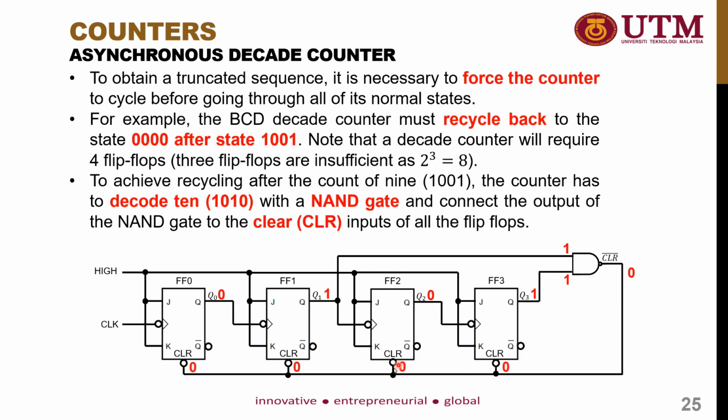Okay, so when 0000 is given to each flip-flop, you see here it is active low enable, so it means that the next state of the flip-flop will become 0000 and it will be reset. Okay, so this is where the decoding takes place. So we have to add one NAND gate in order to make sure that after it counts 1001, the counter will be reset.